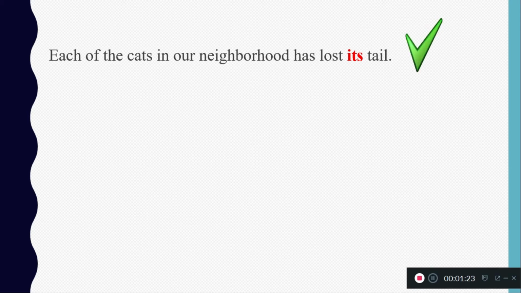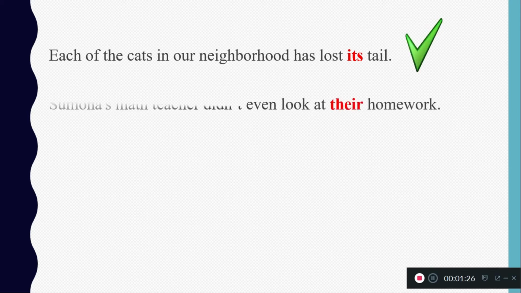Look at the next sentence. Shomona's math teacher didn't even look at their homework. In this sentence, the pronoun their is used for the noun Shomona. You know, Shomona is a proper noun which is singular. So instead of their, we need to use her to make the sentence correct. So this is an incorrect sentence, and the correct form of this sentence is Shomona's math teacher did not even look at her homework.